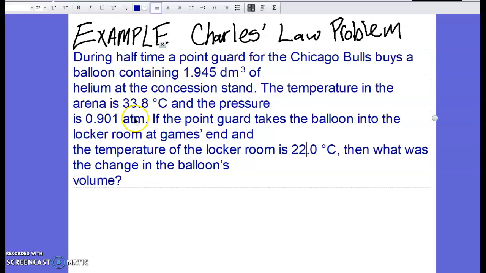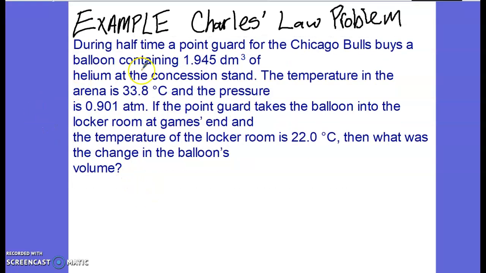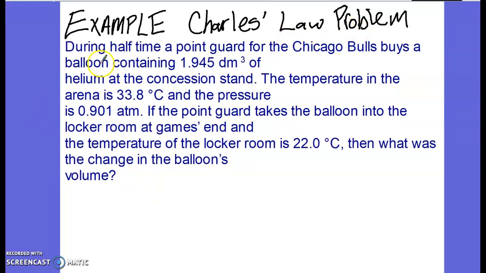All right, gas laws. Here's an example Charles's law problem, similar to number 2 in the problems I gave you. During halftime, the point guard of the Chicago Bulls buys a balloon, for some reason, containing 1.95 decimeters cubed. It's pretty big. Of helium at the concession stand. The temperature in the arena is 33.8 degrees Celsius, and the pressure is 0.901 atmospheres.